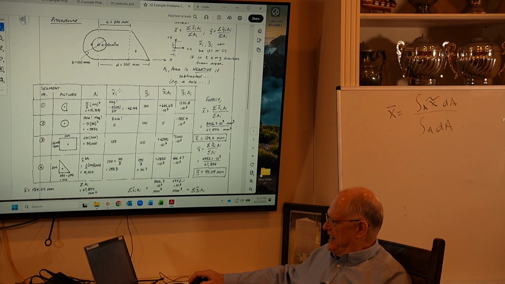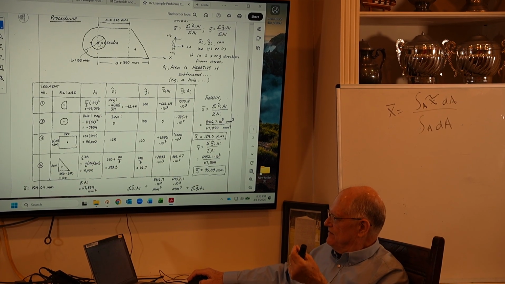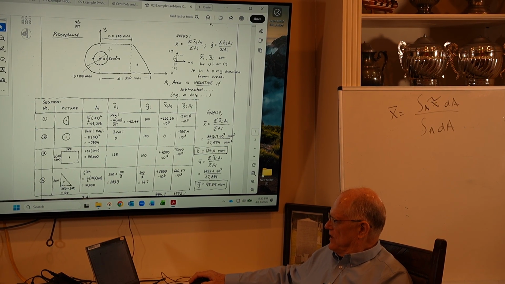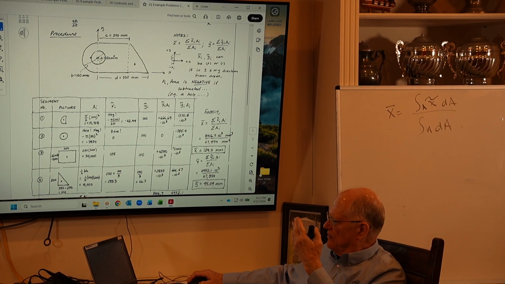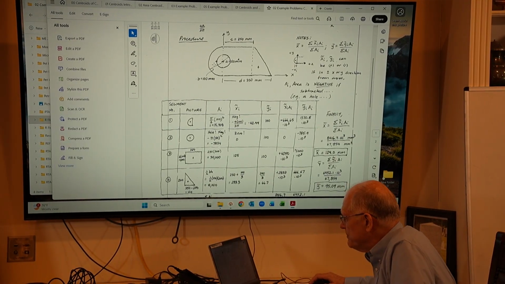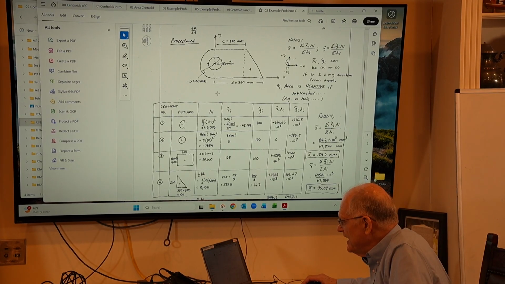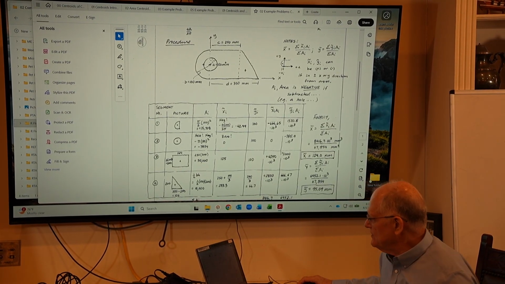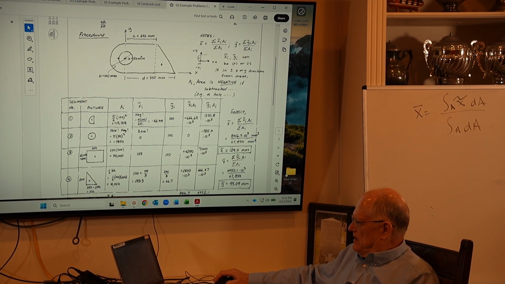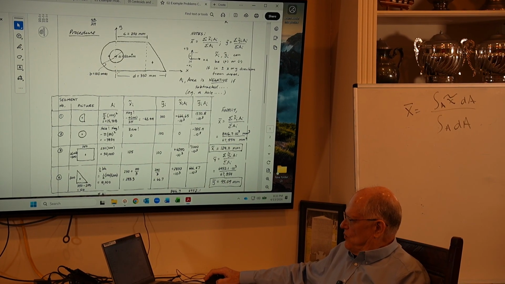And then I find the x tilde for each of these shapes. The x tilde for this half circle is negative, because the y-axis is here. It's 4r over 3 pi, so it's 4 times the radius, 100, divided by 3 pi. And it's negative because it's to the left of the y-axis. Its y tilde is just 100. For the hole, the x tilde is 0 because it sits right on the y-axis. The y tilde is 100.